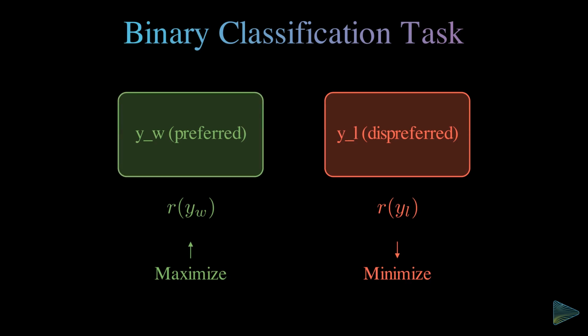This is exactly like binary classification. We want to correctly classify which completion is preferred. We maximize the implicit reward of the preferred completion and minimize the implicit reward of the dispreferred one.